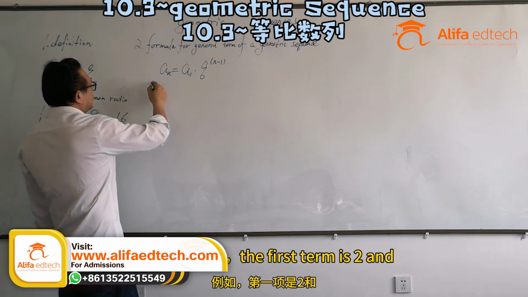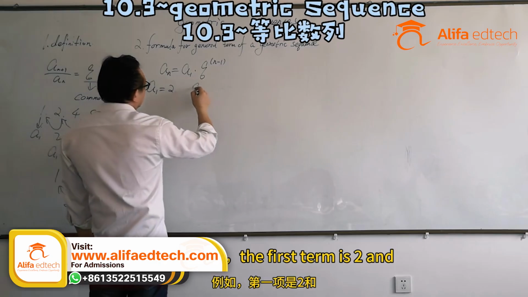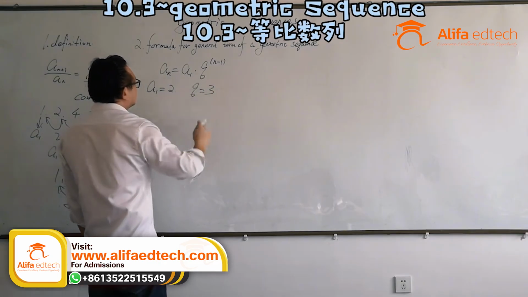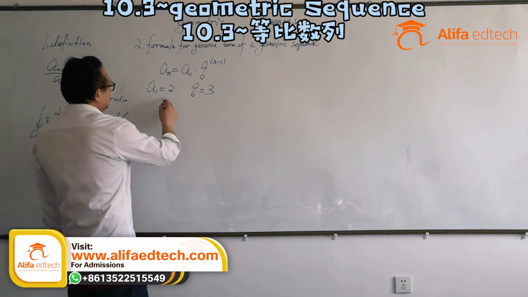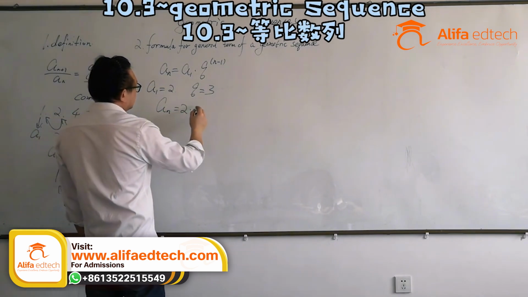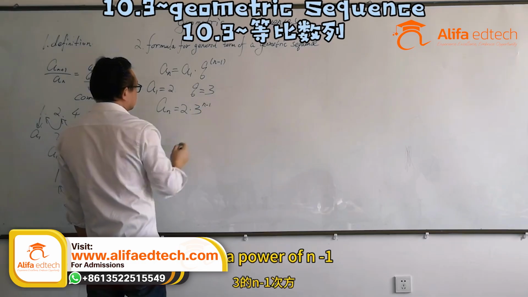For example, the first term is 2, and common ratio is 3. an equals 2 times 3 to the power of n minus 1.